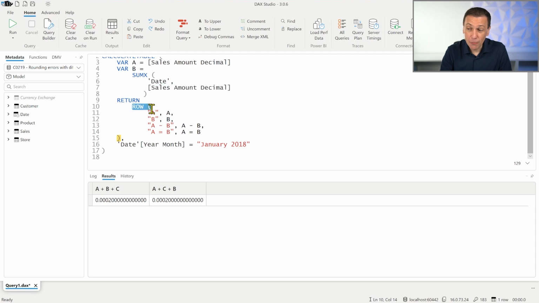But I will create a row where I show the value of A, the value of B, so the two measures, and then I show the difference between the two measures. It should be 0, right? And if A is equal to B, which should be true. Let's try. And as you see, there is a difference.